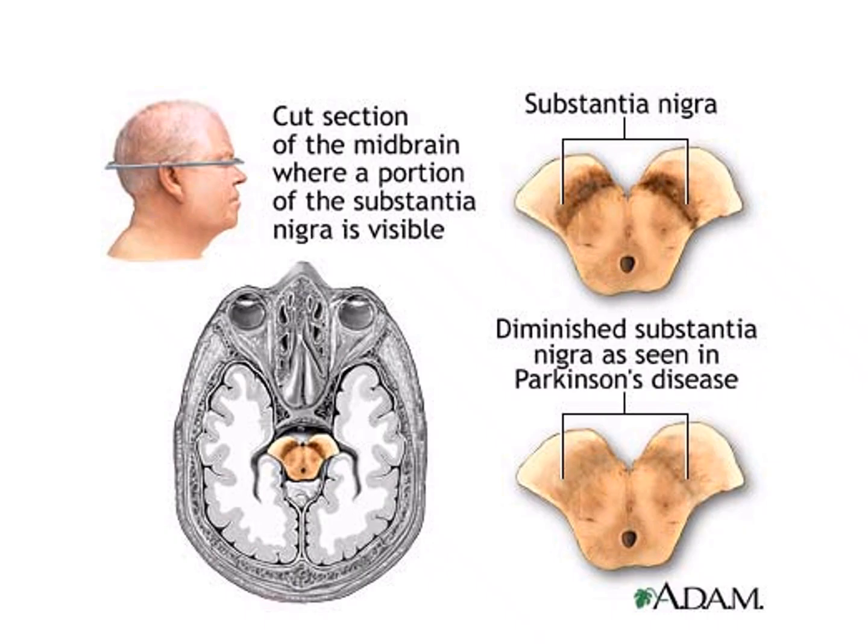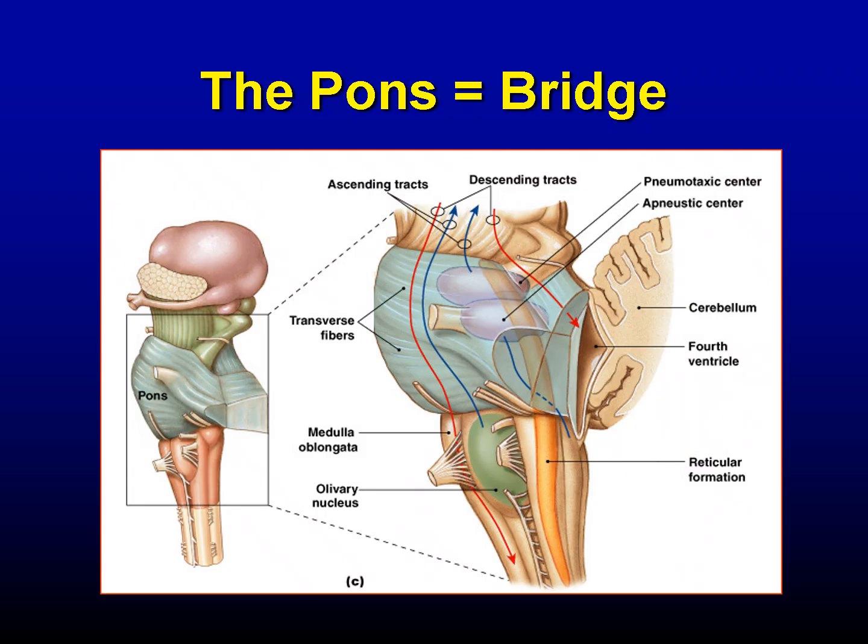The term pons means bridge because the pons connects different parts of the brain with each other and with the spinal cord. It also connects to the cerebellum via the middle cerebellar peduncle, and it connects the medulla oblongata with the midbrain.